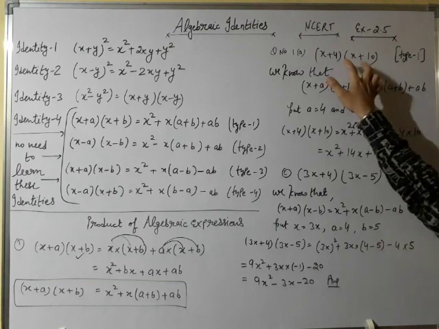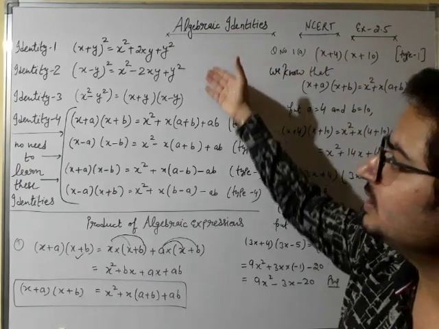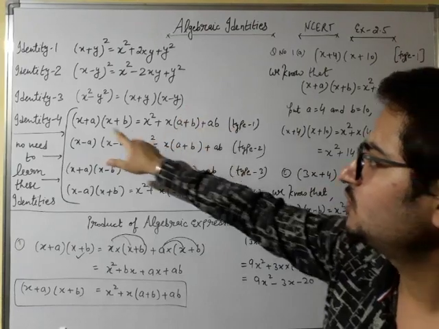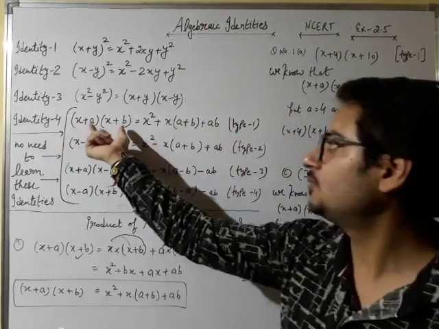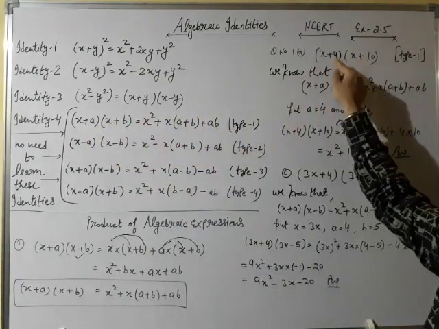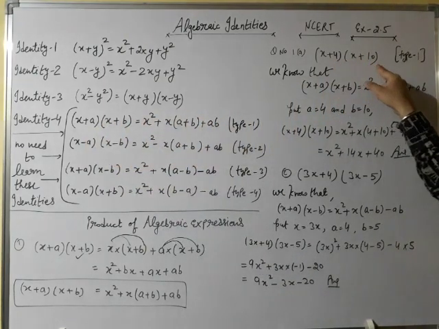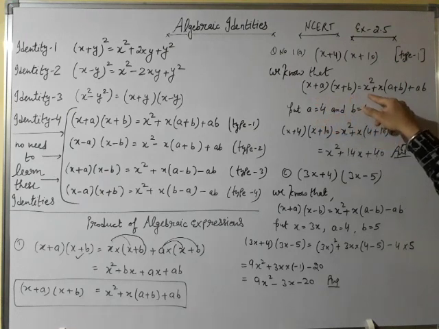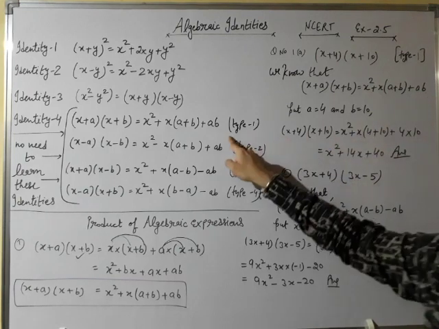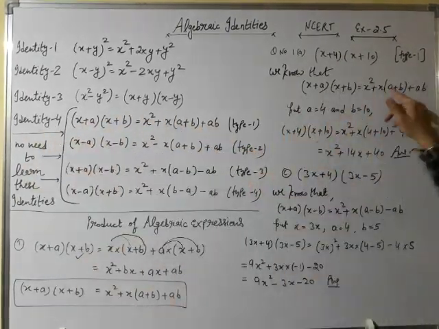When we observe this question, we get to know that this is identity number 4, type number 1, when both the constant terms are positive. 4 is positive, 10 is positive. So we know that (x + a)(x + b) = x² + x(a + b) + ab. Type 1, identity number 4 we have written here.